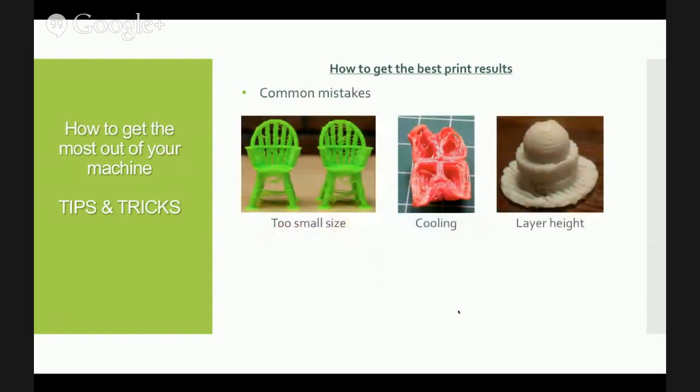Also, some common mistakes are, as you can see in the first picture, too small size. If you have really small, thin structures, the nozzle will go from structure to structure and it will heat up and it will melt and it will tear, and you can see you get a horrible print. Also, cooling. Cooling is underestimated. Make sure that your object is properly cooled. And then the third one, as you can see, layer height. Really tiny objects with a big layer height look horrible. Next slide.